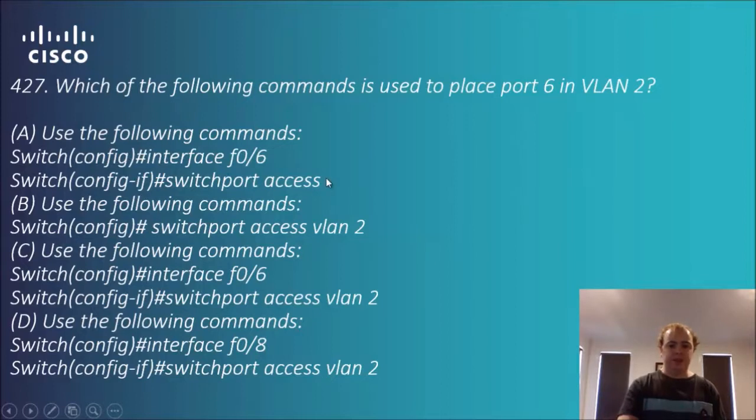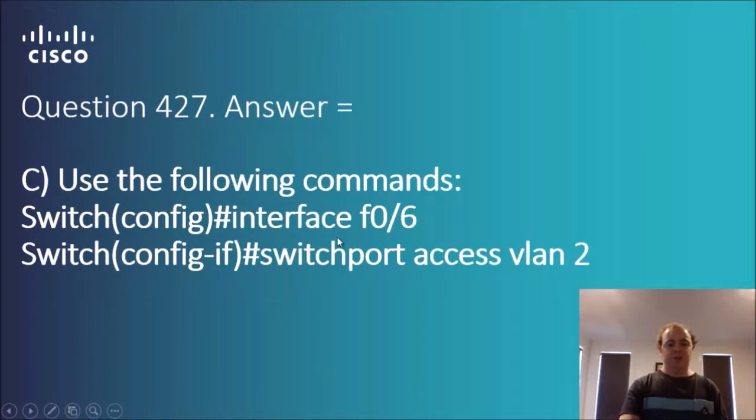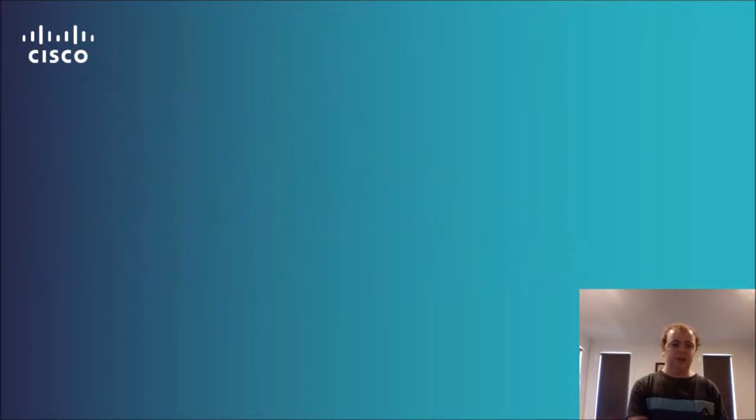So if we go through here, there's nothing mentioning any VLAN, so we can rule out A. That's going to interface 8. We want port 6, so we can rule out D. So it's between B and C. B, for some reason, only has one command, and it's not even in the interface, so that's wrong. Which leaves us with C as the answer. So in global configuration mode, going into interface 6, which is correct there, and switchport access VLAN 2. So that full command there will give us the result we want.